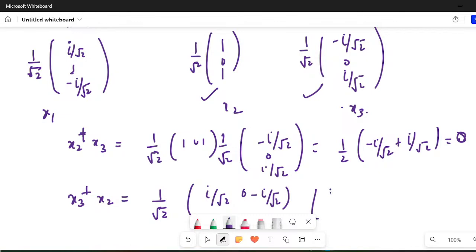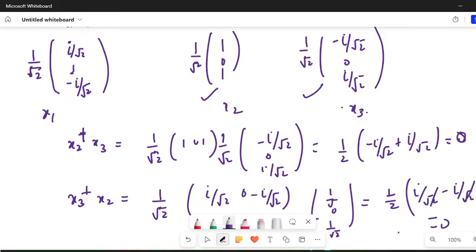If you multiply it by 1 upon root 2, 0, and 1 upon root 2, what will you get? You will simply again get 1 by 2, and here you will have iota upon root 2, and then you will have minus iota upon root 2. Again you are getting 0. So please remember, you can verify this on your own for x1, x2 and x1, x3. This I am leaving to you as homework.